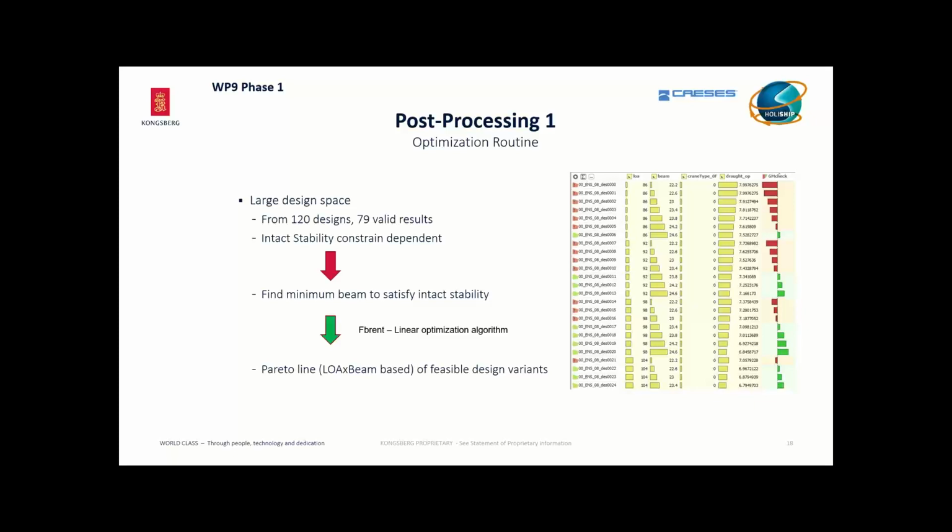As you can see on the right side, the intact stability, the GM, was the decisive factor of unfeasible and feasible designs. So for each length, we apply a Brent algorithm in CAESES that calculates, for this length, what's the minimum beam vessel width that would give us acceptable GM.